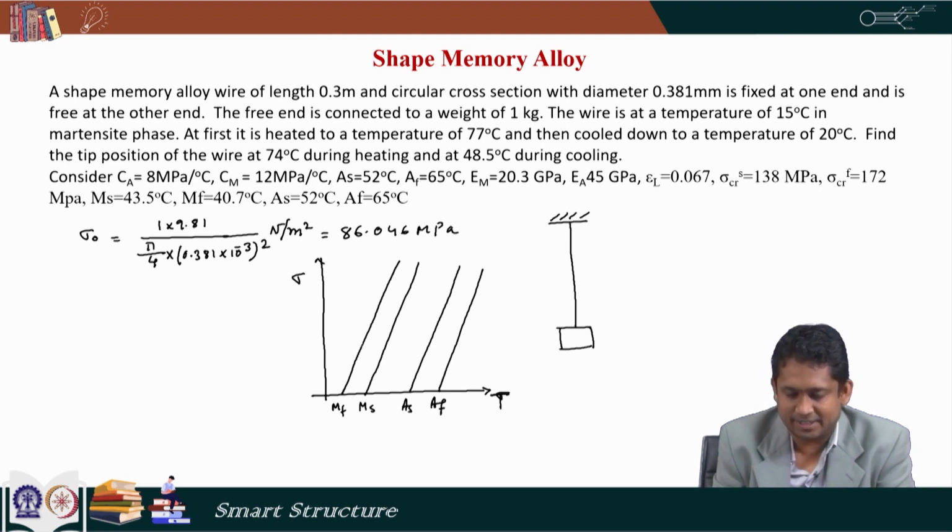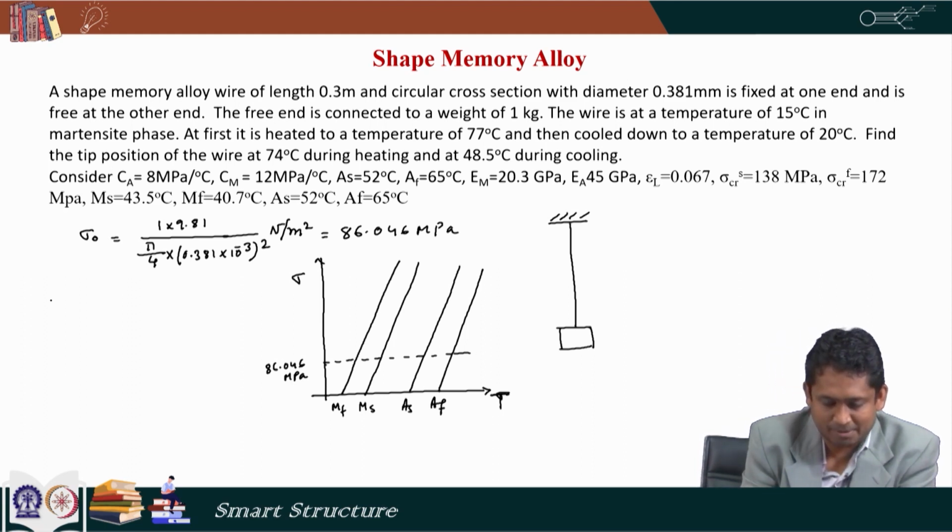Now, we are operating at a stress of 86.046 megapascal. So, which means we are somewhere here maybe. So, at this constant stress, all the heating and cooling is happening. So, everything is happening along this dashed line, and this stress is 86.046 megapascal. So, we have to find out the characteristic temperatures at this stress.